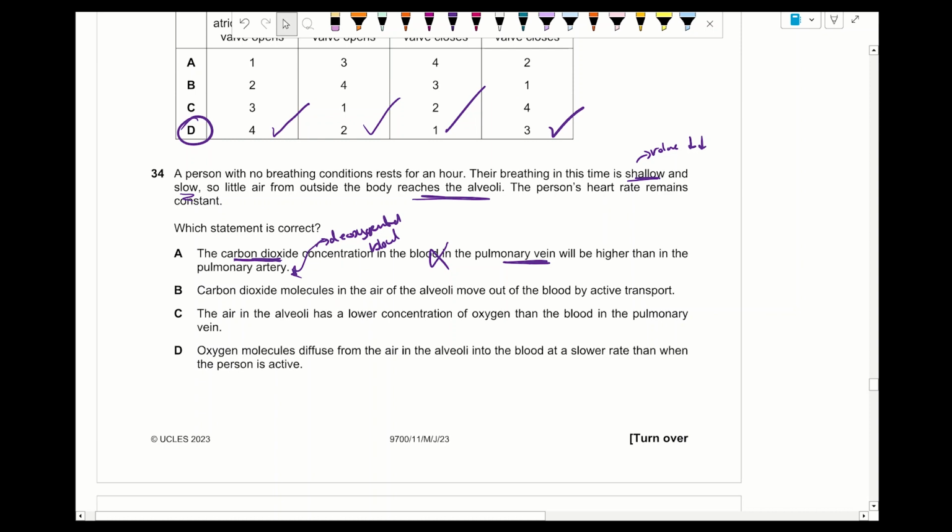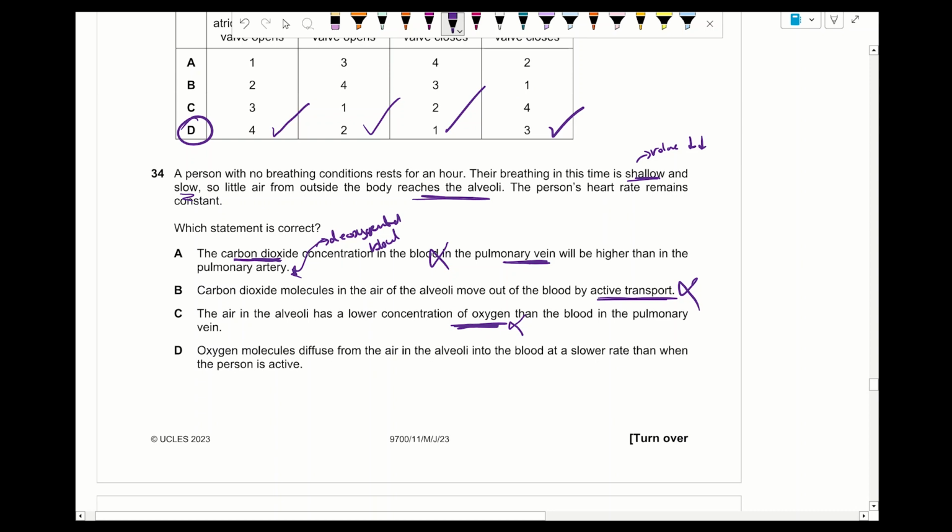B. Carbon dioxide molecules in the air of the alveoli move out of the blood by active transport. So, carbon dioxide actually moves by passive transport. The reason for this is that carbon dioxide in the blood is within a higher concentration. Therefore, it moves out down concentration gradient into the alveoli, which contains a lower concentration of carbon dioxide. Therefore, this is totally incorrect. C. The air in the alveoli has a lower concentration of oxygen. This is incorrect. It would have a greater concentration of oxygen.